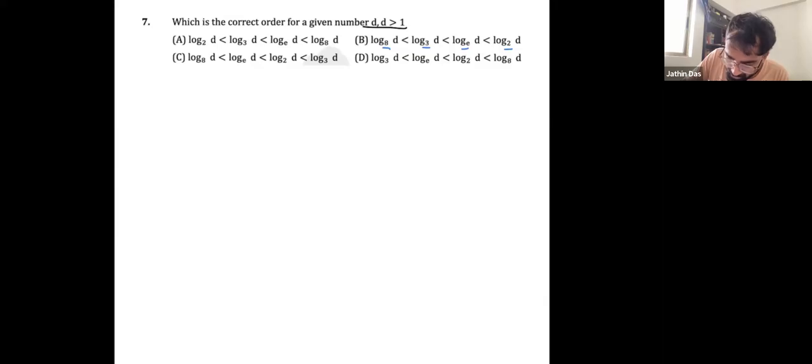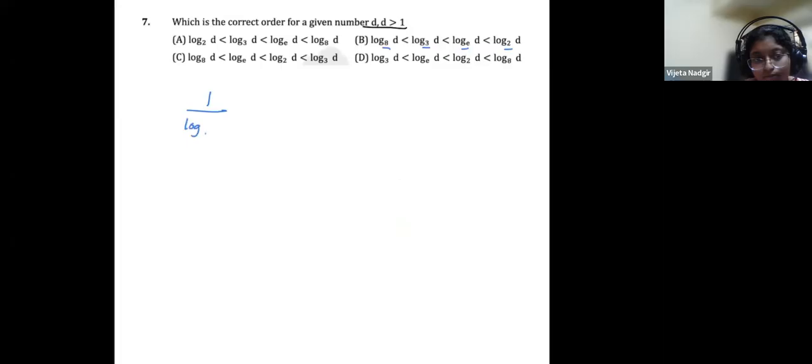Okay. So which is the correct order? And they're asking like this. If you observe, only 2, e, 3 and 8 are there. So you can take it as log to the base d. There are only 3 numbers, there are 4 numbers they're asking. So I can change the base to d like this, correct? And this is e, this is 3, and next is 8.